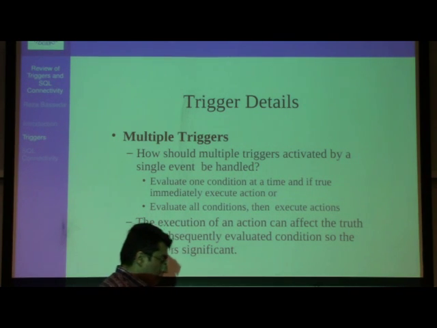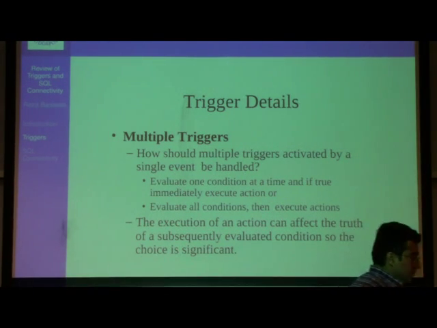Okay, so now suppose that we have multiple events that can be activated for a single action. Suppose that you update the salaries and you have two triggers based on changing the salaries. What will happen? How can you manage this?